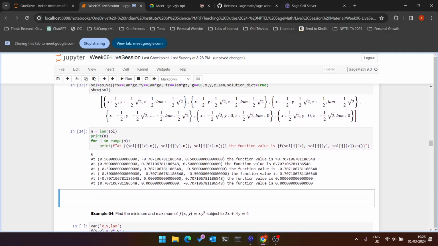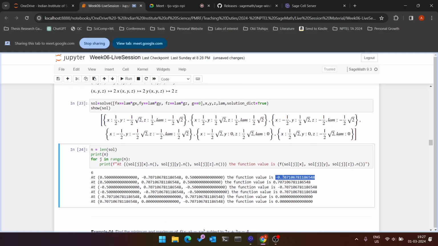So from this you can see that for the six points, the function value that we are obtaining is between 1 by square root of 2 and minus 1 by square root of 2. So the minima would be at these points, where x is equal to 0.5, y is equal to minus 1 by root 2, and z is again equal to half. So you have two minima and two maxima coming out here from this constraint optimization problem.